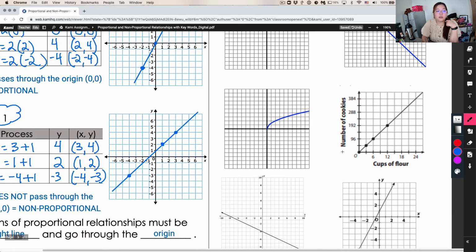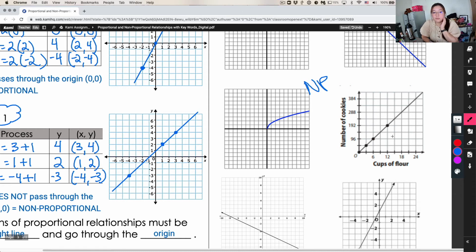Number 3. This is non-proportional. First of all, it's not even a straight line, it's a curve. See how it curves up, it's kind of rounded. And it doesn't pass all the way through the origin, it just kind of stops right there. So it's no on both counts.